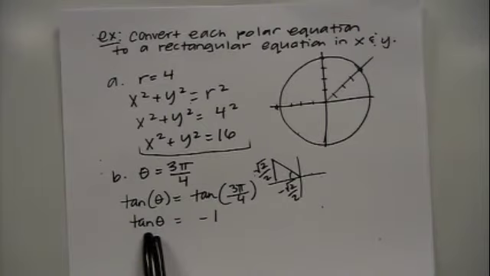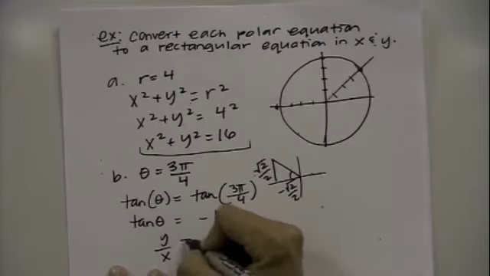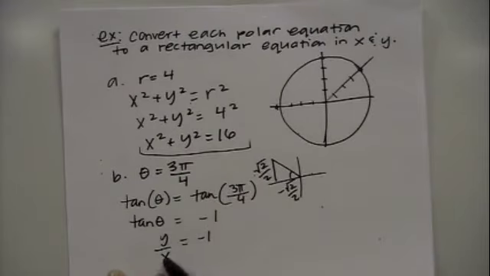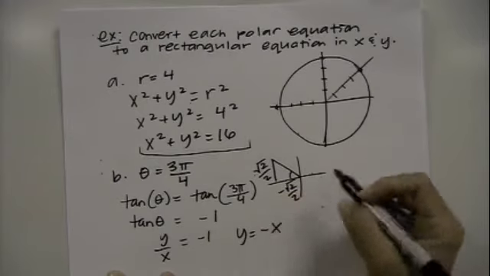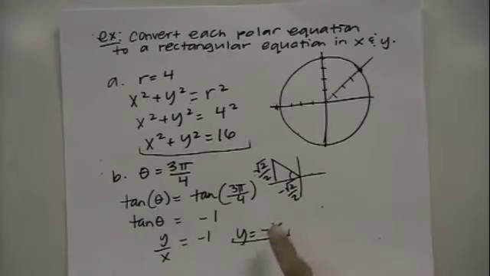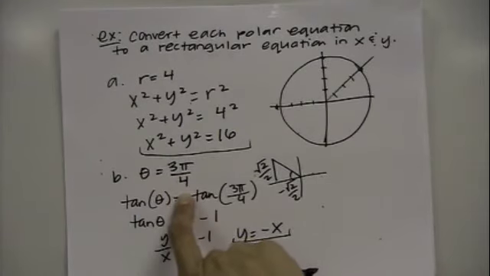From those 4 equations, I'm going to use that tangent of theta equals y over x. So I'm going to substitute y over x. And if I multiply both sides by x, I get the equation y equals negative x. So again, that would be my rectangular equation, given my polar equation, theta equals 3 pi over 4.